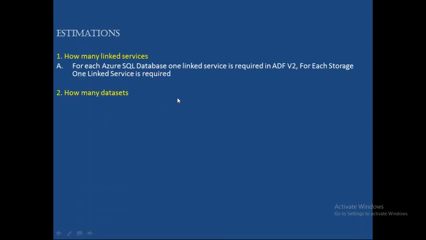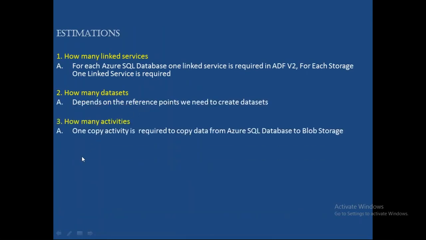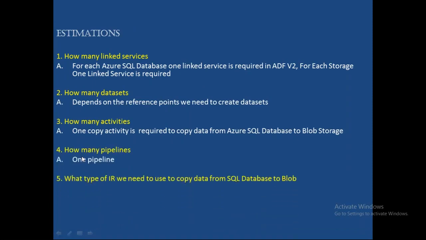Estimations: how many linked services, one linked service for each resource. Datasets we need to create as per the reference points, activities we need to use as per the logic. How many pipelines? One pipeline I will use today. What type of IR are we going to use? Azure integration runtime, because we are still copying data from cloud to cloud.